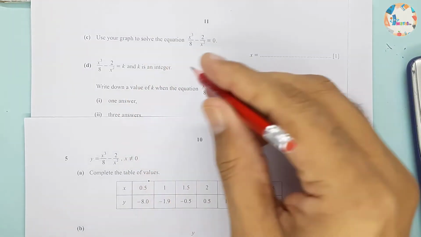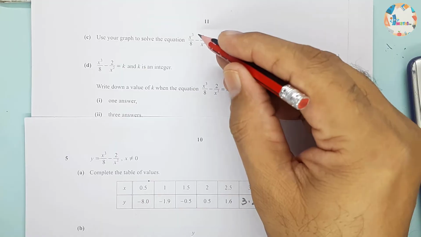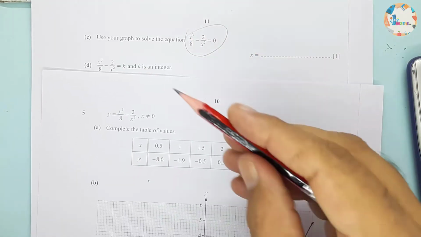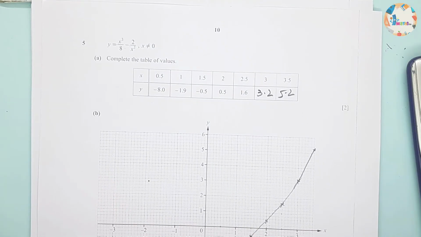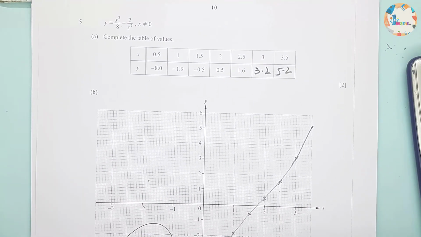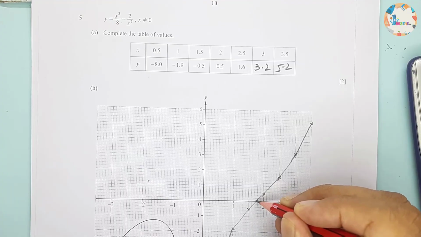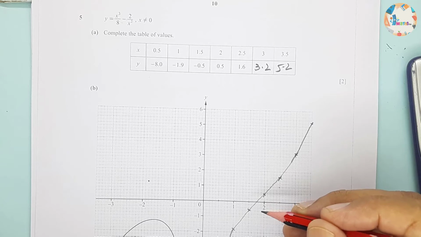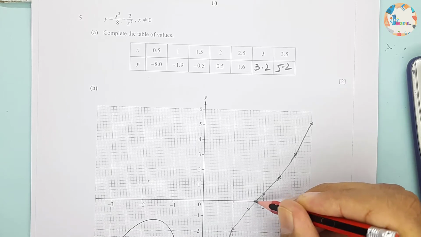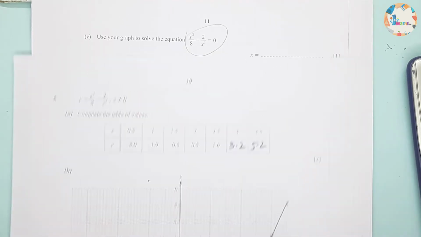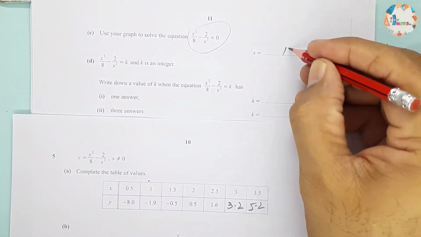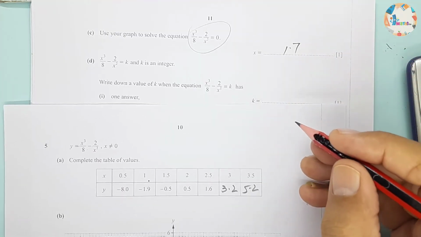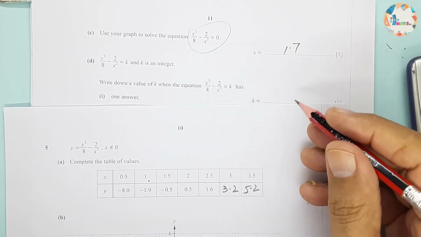Now after this, they are saying use your graph to solve the equation. This is the equation given, which is the same as this. So y is equal to 0 will be intersecting at this point, which, if we check, is roughly 1.7. So we can write here 1.7. y is equal to 0 at this point.